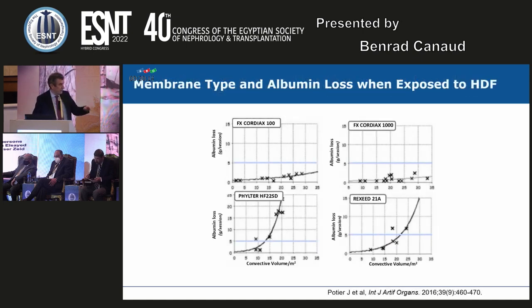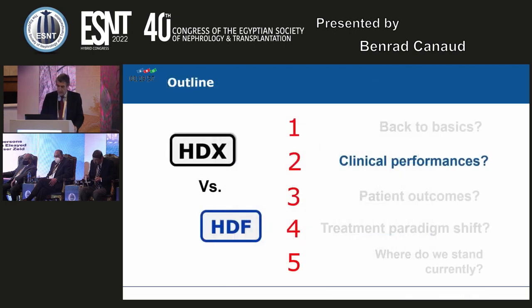Again, I don't want to go into detail, but you see that, depending on the convective volume, the more stress you put on the membrane, the more you can expose albumin loss, depending on what level. Acceptable today in Europe is between 2 to 3 grams a session. No more. It's not the case in Japan.